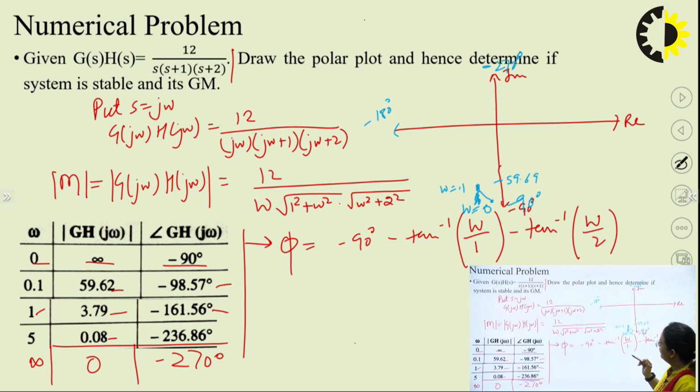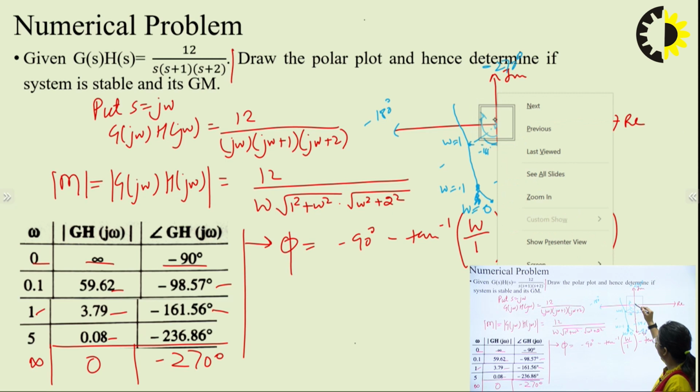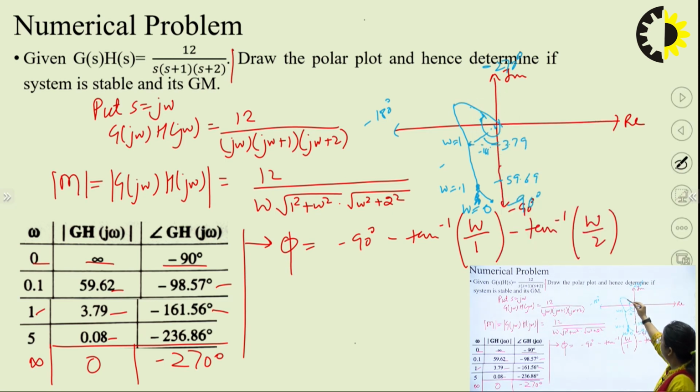I am starting from here. Then the angle is minus 161. Let us say this is the minus 161 angle, okay? And the magnitude is 3.79. Here ω equals 1. I am joining this point again. And at ω equals 5, the angle is minus 236, which is around here, and the value is only 0.08. Then the value is 0 at minus 270. So, this will be the value. This will be the plot.